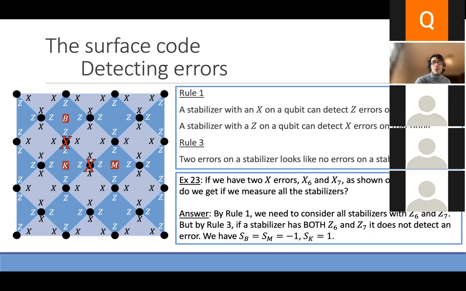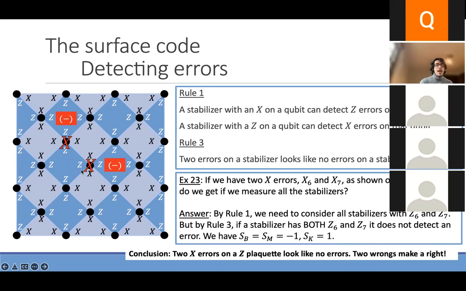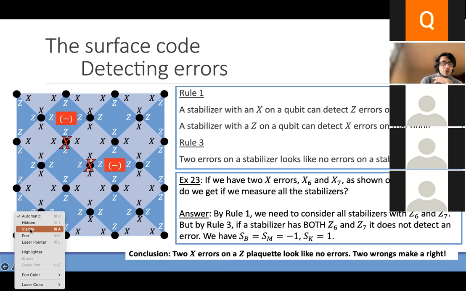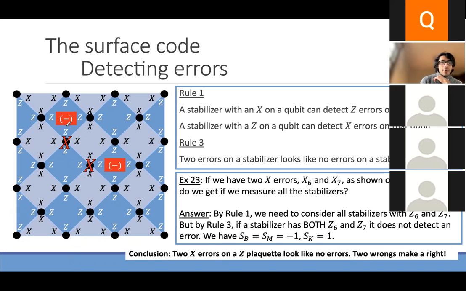So by rule 1, we should be looking at places with Z6s and Z7s in them. But by rule 3, if we have both Z6 and Z7, we get flipped twice. So SB and SM detect this error, but SK doesn't. So it looks like this. And some people like to visualize this as a string, where the string goes through all your X's, and then you only detect the ends of the string. You don't detect the middle of your string.